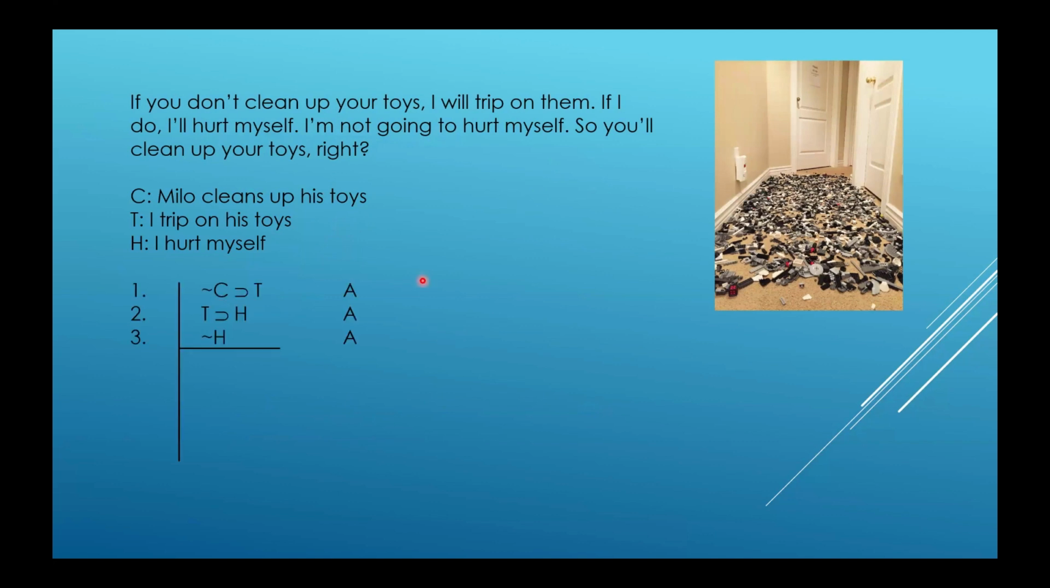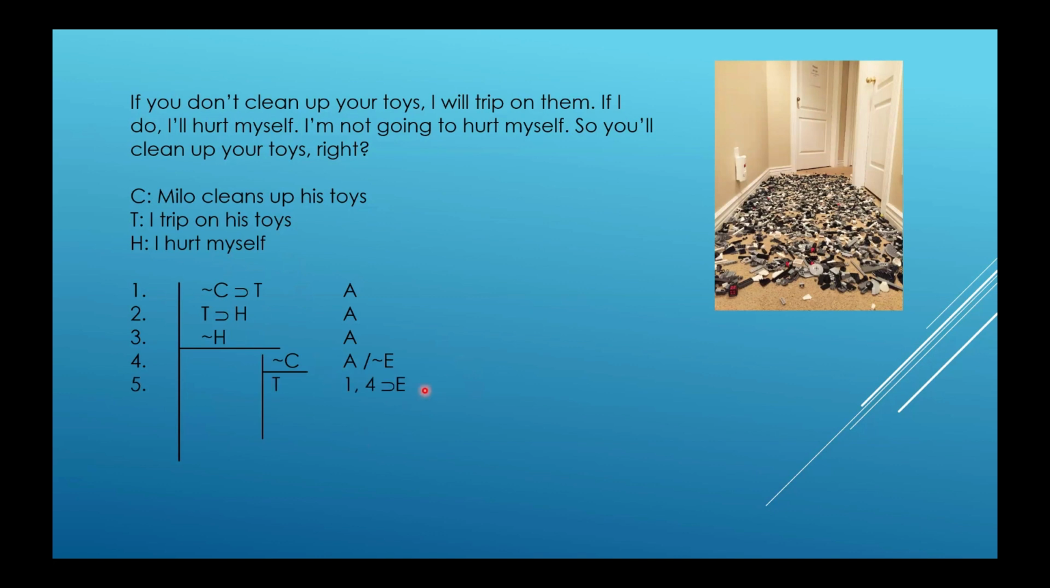And here's our derivation. So the premises are Milo doesn't clean up his toys. If he doesn't clean up his toys, then I will trip on them. If I trip on them, then I will hurt myself. And our third premise is I will not hurt myself. So to derive the conclusion here, we start off by assuming that Milo does not clean up his toys.